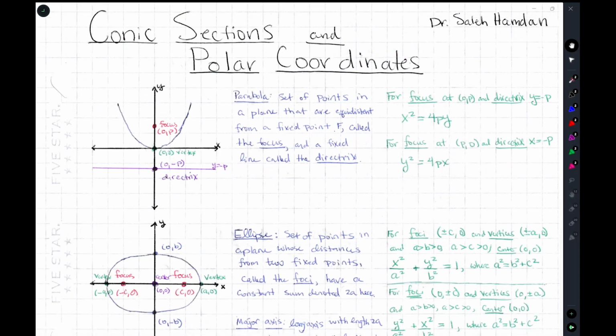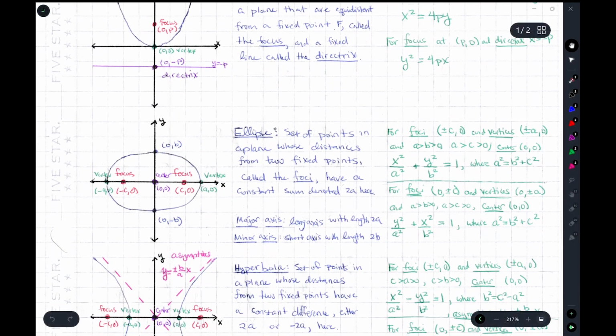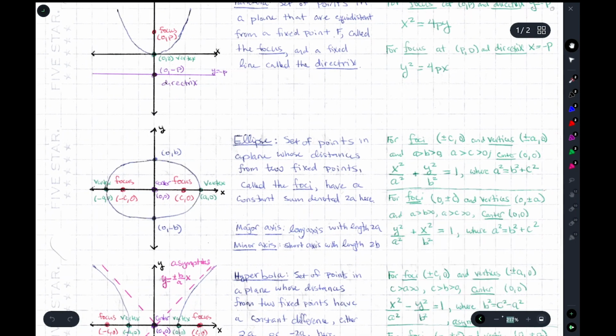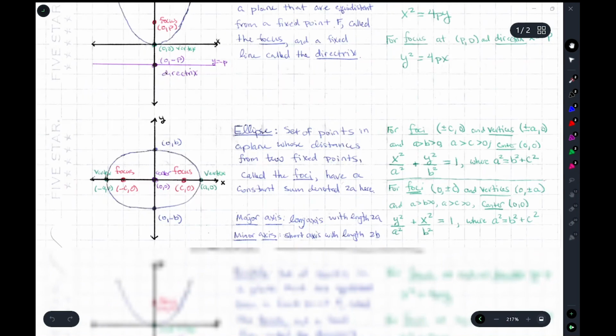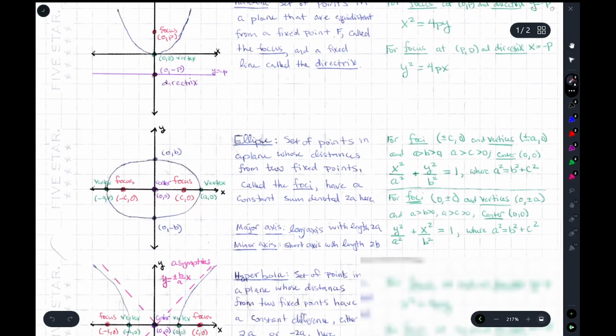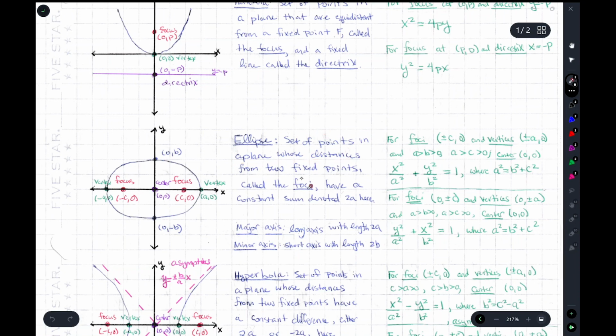Alright, the other major conic section is the ellipse, which is what we see here. The ellipse is the set of points in a plane whose distances from two fixed points, called the foci (each one is called a focus, and the plural is foci), have a constant sum denoted 2a. So any point here has a constant sum of the distances from the foci to that point. It's going to be 2a in this diagram, again not drawn to scale.